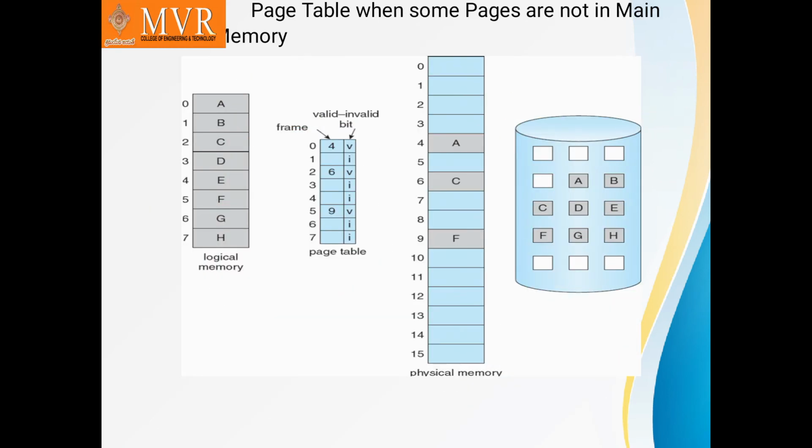Now, the page table when some pages are not in main memory. If some pages are not in main memory, what happens will be explained here. Okay, see this logical memory, page table, and physical memory. In this logical memory, it has 8 pages, 0 to 7, filled with A to H. Okay, in this page table, the frame numbers are assigned: 0 has 4, 2 has 6, let us assume these numbers. If you are interested, you can write any numbers here. Okay, and 5 has 9.